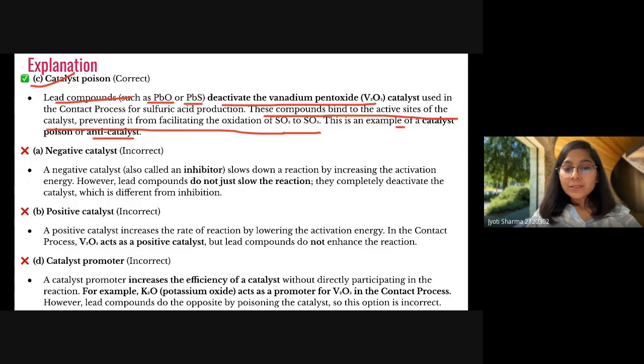Negative catalyst is not the right answer, because a negative catalyst is directly decreasing the rate of reaction. Okay, and these lead compounds do not just slow the reaction, but they completely deactivate the catalyst. Positive catalyst, it cannot be. And then the catalyst promoter, this is again not the right answer. So C is the right answer. Yes, C will be the right answer.